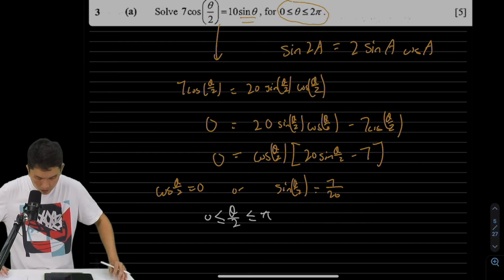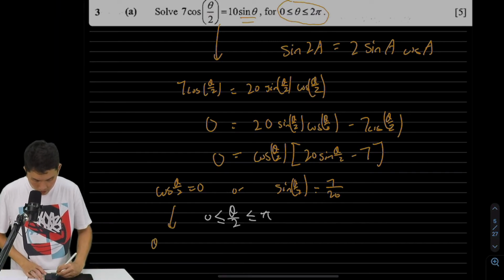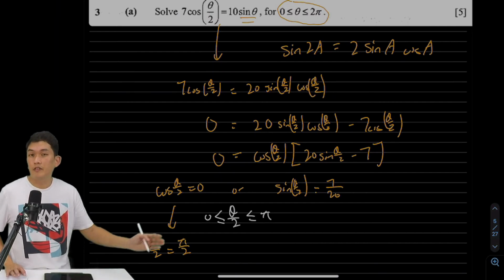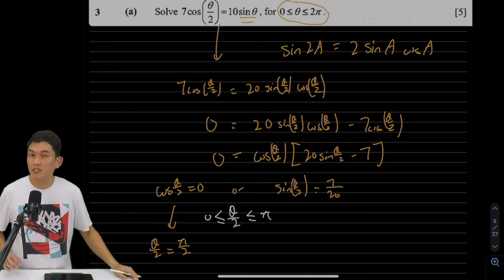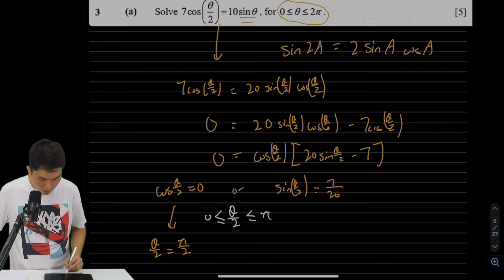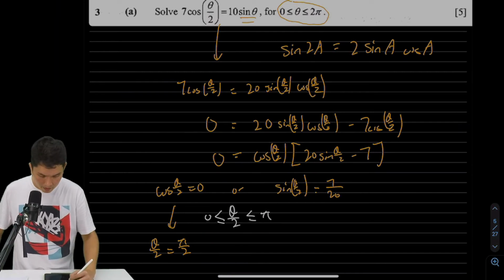Now I want cosine theta over 2 to be 0. That has to be theta over 2 equals pi over 2. That is the only solution I'm going to get. If I think about it in terms of all 4 quadrants, then I have another answer at 3 pi over 2. But that is out of the range that I'm given over here. So just pi over 2.